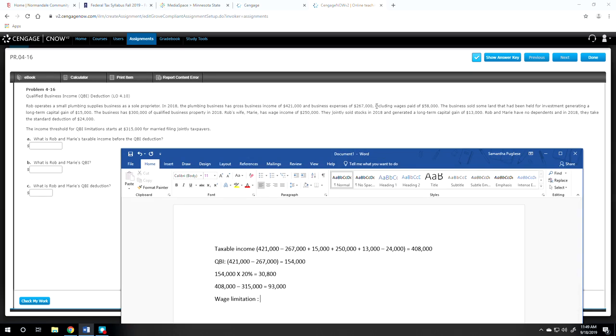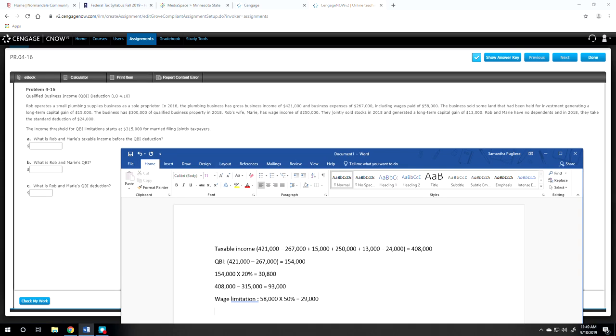Remember how earlier they said this included wages paid of $58,000? Here's where we're going to use it. These are the wages that the company paid to their employees. And we're going to multiply that by, go back to page 4-36, 50%. So 50% equals 29,000. Okay. Then they told us that we have to perform another calculation, and then it says that it's going to be the greater of this number or the other number, which is going to be the wage and capital limit.